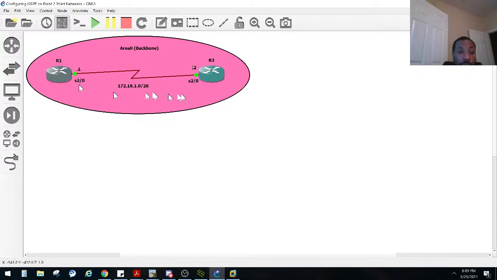So let's go ahead and console on router 1 and router 3. I don't know if they did that to just throw us off with this odd number right here.